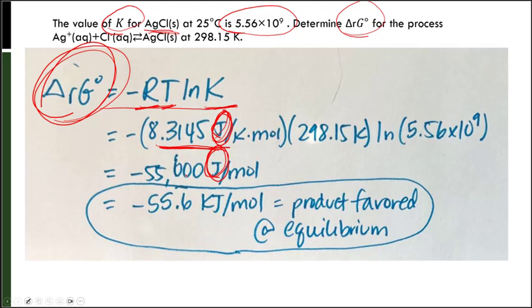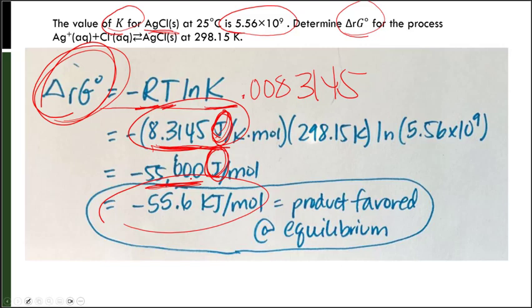So you can do it as is, and then when you get your answer, divide by 1,000, or you can immediately turn your 8.3145 into kilojoules by making it 0.00833145, and that would be kilojoules per Kelvin mole, and then you would directly get that answer. It's a negative number telling me that it is product favored at equilibrium.